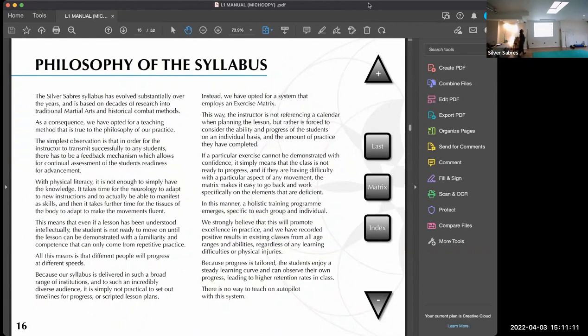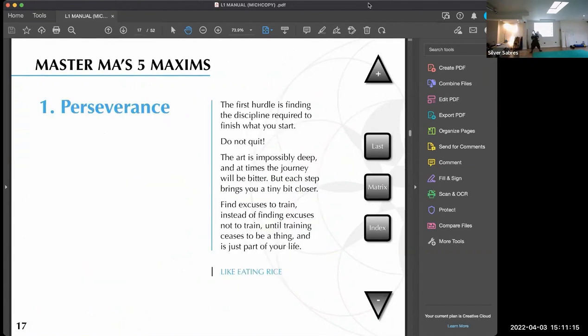So there are 5 maxims that Master Ma, over there in the picture, has from his lifetime of practice. And the philosophy of our syllabus is very much designed to allow us to engage with Master Ma's 5 maxims. Really simply. Number 1, perseverance.